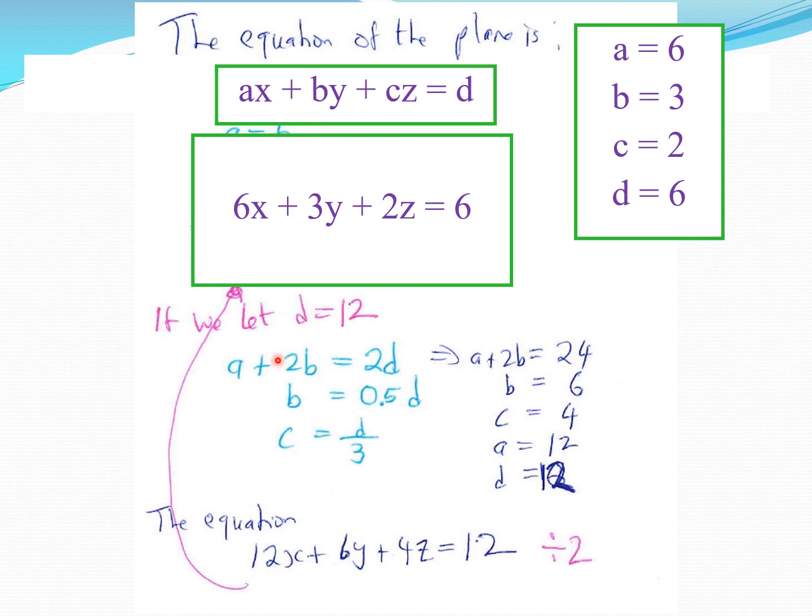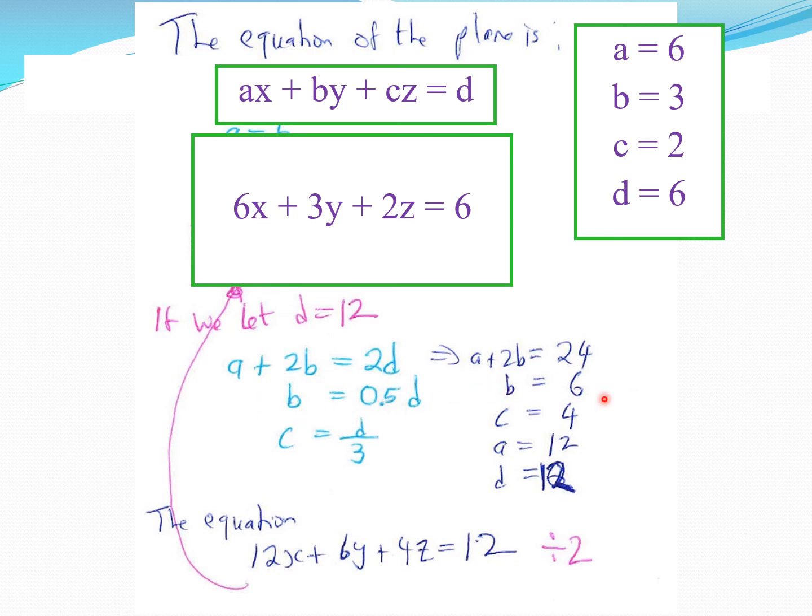Now, do you remember we said a few minutes ago that you could let d be equal to any number you like? So we'll choose another value for d, and let's see what happens this time. D equals 12 is still a reasonably nice number, but you can pick any number you like. But let's pick a different number. We picked 6 for d the previous time. So this time we're letting d equal 12. A plus 2b is equal to 2d. So a plus 2b is equal to 24 this time. B is equal to half d, 0.5d.